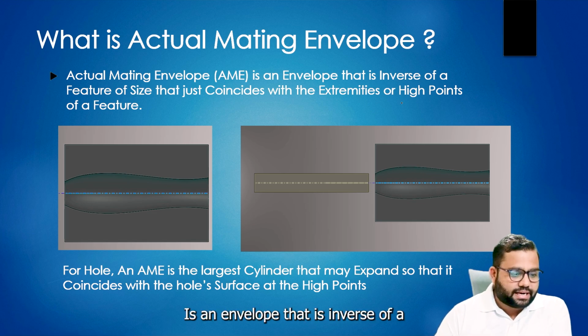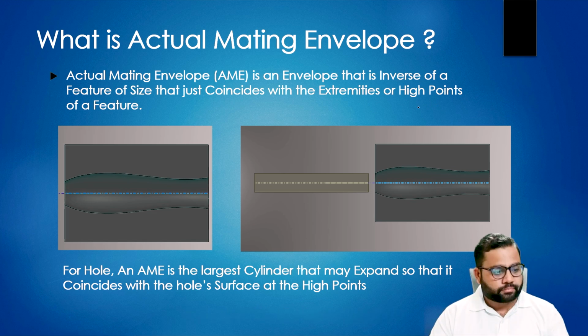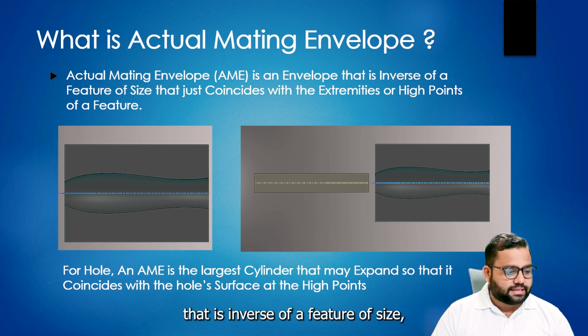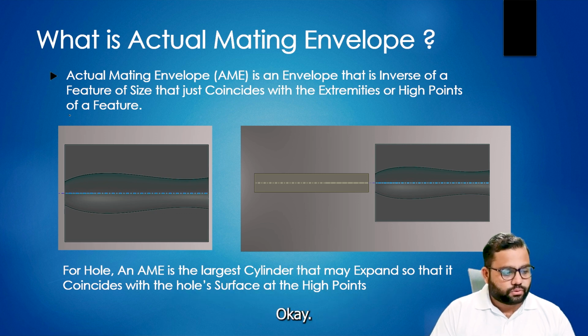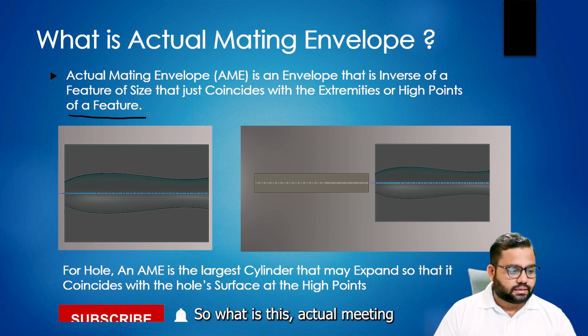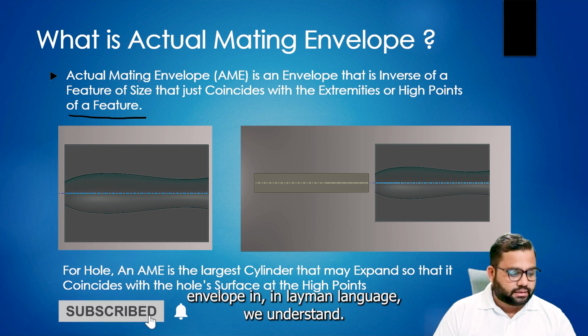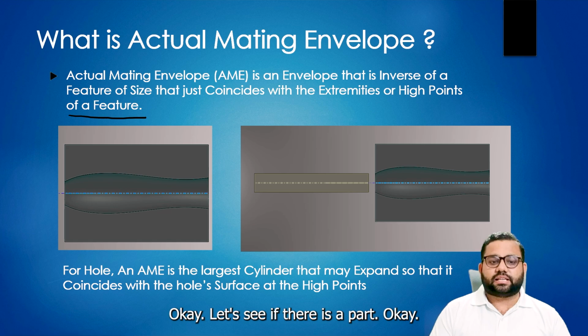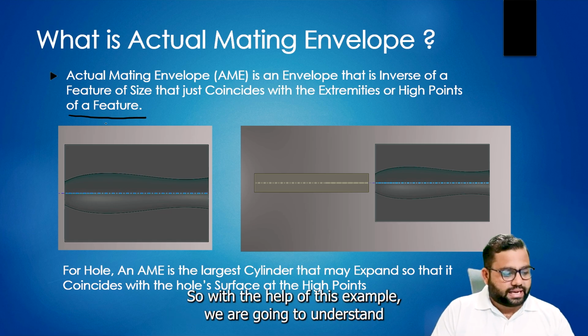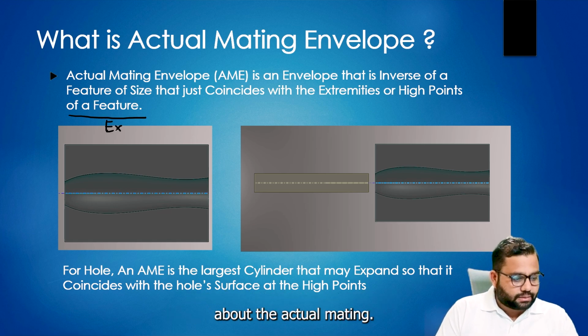It is an envelope that is the inverse of a feature of size that just coincides with the extremities or high points of a feature. So what is this actual mating envelope in layman language? Let's say there is a part. With the help of this example we are going to understand the actual mating envelope. So this is a part.